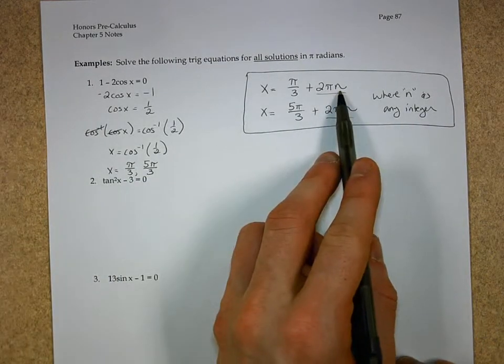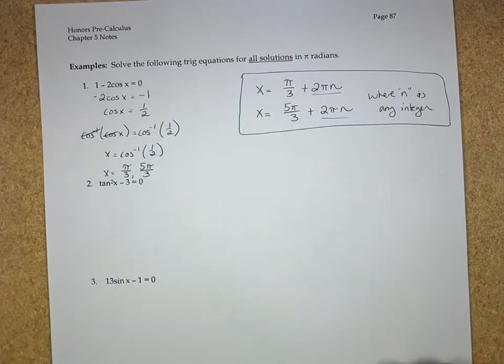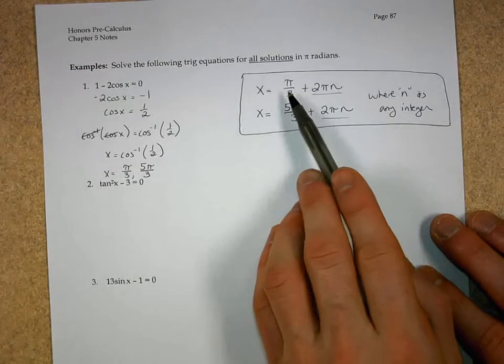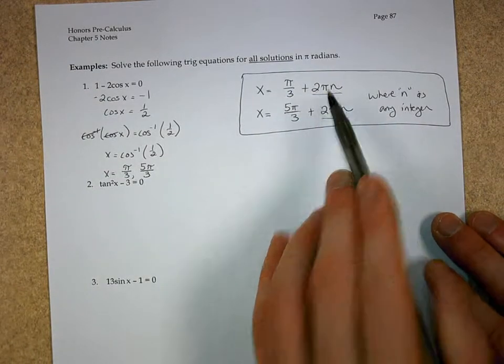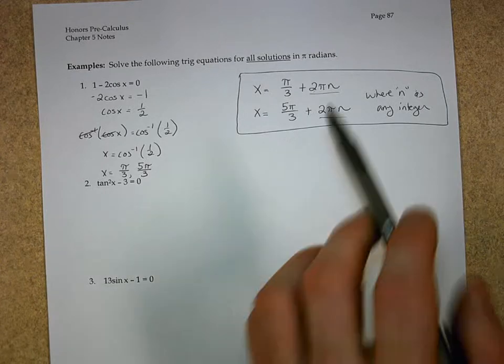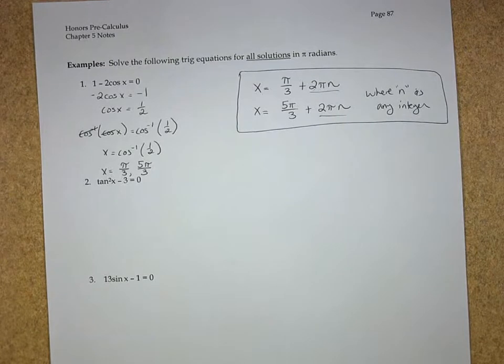If I plug in a 1 here, it's 2 pi plus pi over 3, which is going to give me my next time around the unit circle. If I plug in a 2 there, it's pi over 3 plus 4 pi then. So that plus 2 pi n just tells every single time around the unit circle. And if I were to go in the negative direction, I'm just going to go in the clockwise direction. So I could put in a -1 there, -2, -3, and just work in the opposite direction.